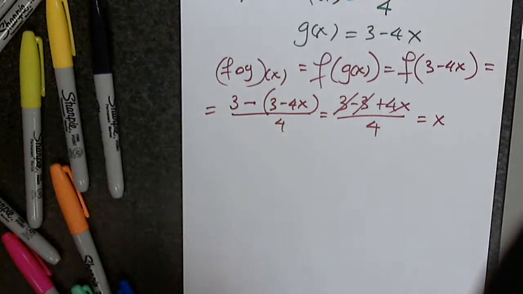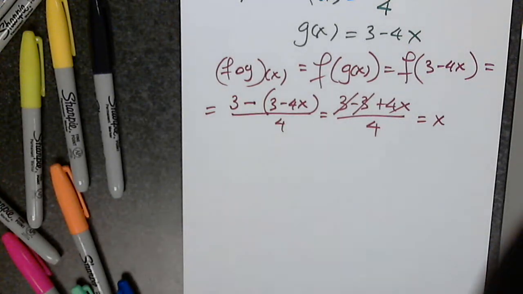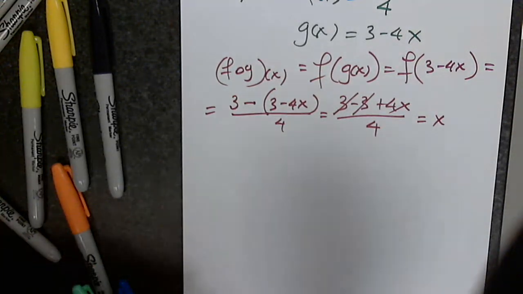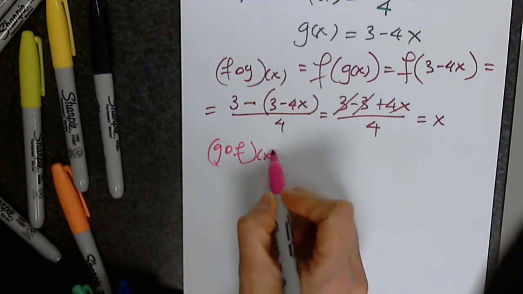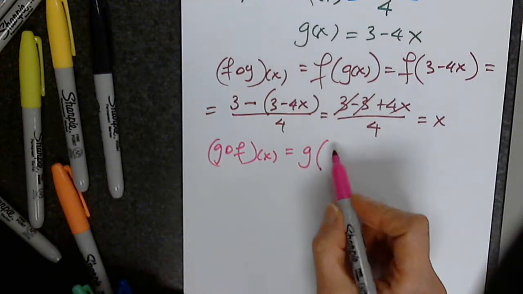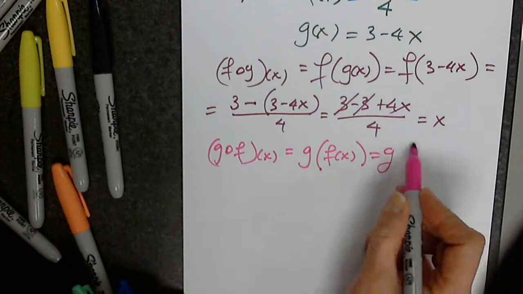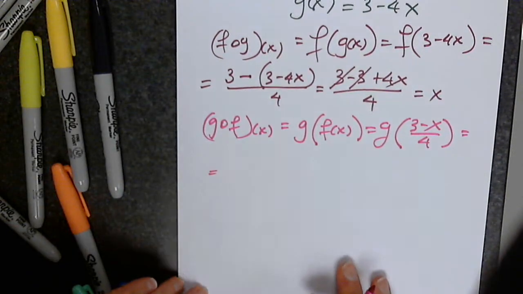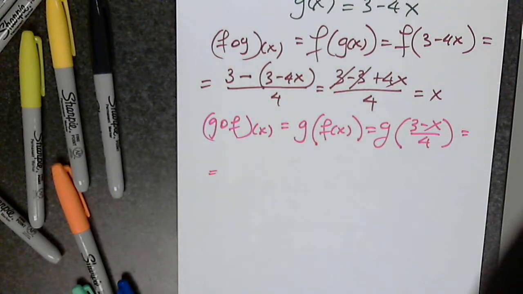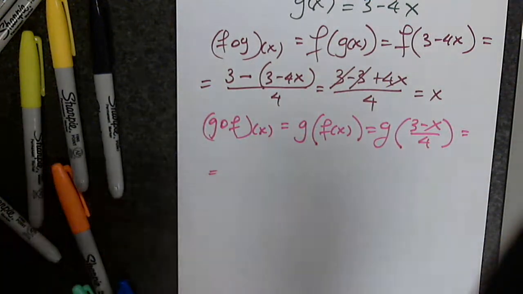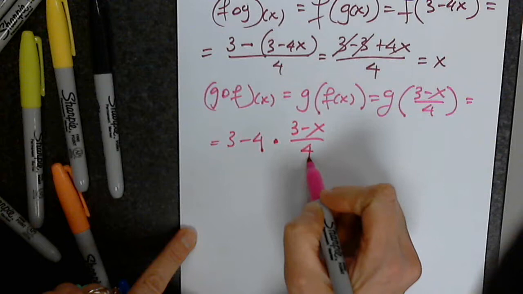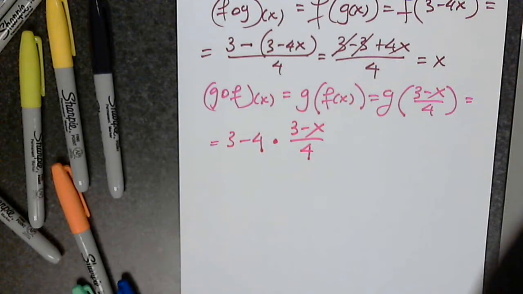If this way is x, the opposite way will be x, but we still have to show it. So I already know that they are inverses of each other. So the other one is g composed with f, which is g of f of x, which is g of 3 minus x over 4. I look at g now. Now I read g. G says 3 minus 4 times blah. So this is 3 minus 4 multiplied by 3 minus x over 4. Is this clear? Are you with me, everyone?